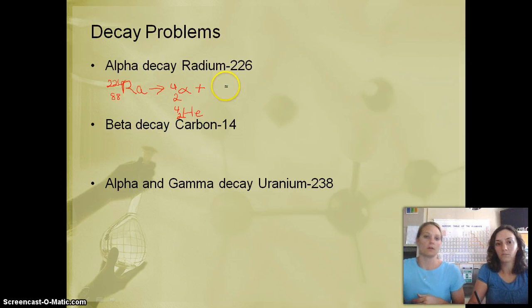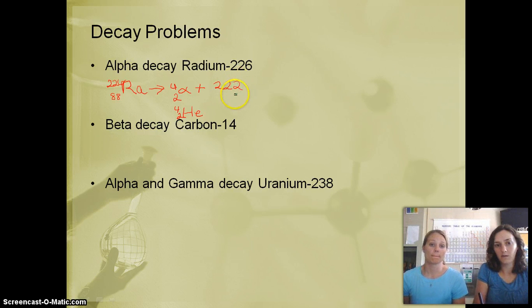All right, so now we've got the alpha coming out. We need to know what's left over. So we have to actually do some subtraction. We took 4 away from the mass. So instead of 226, we're going to be left with 222.